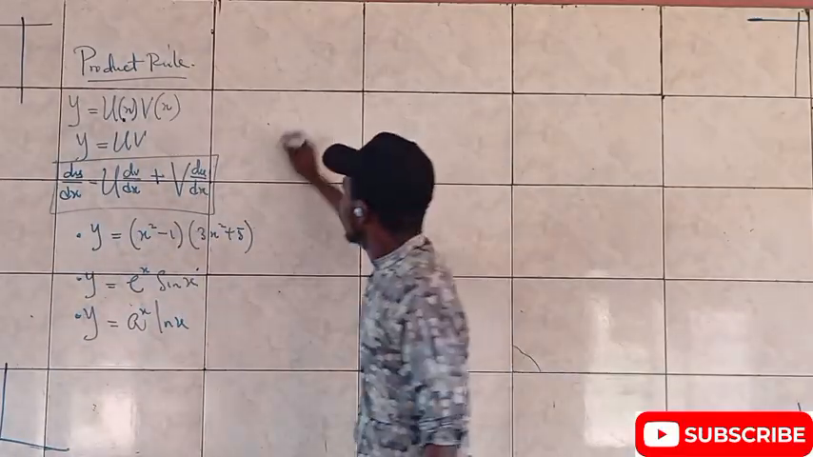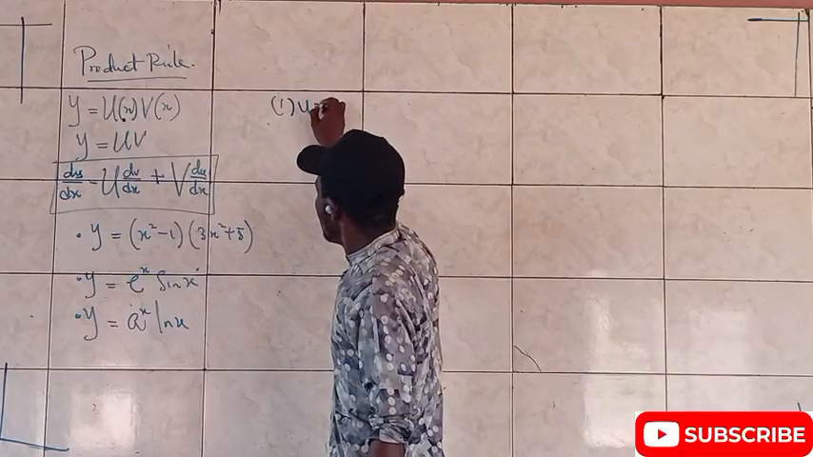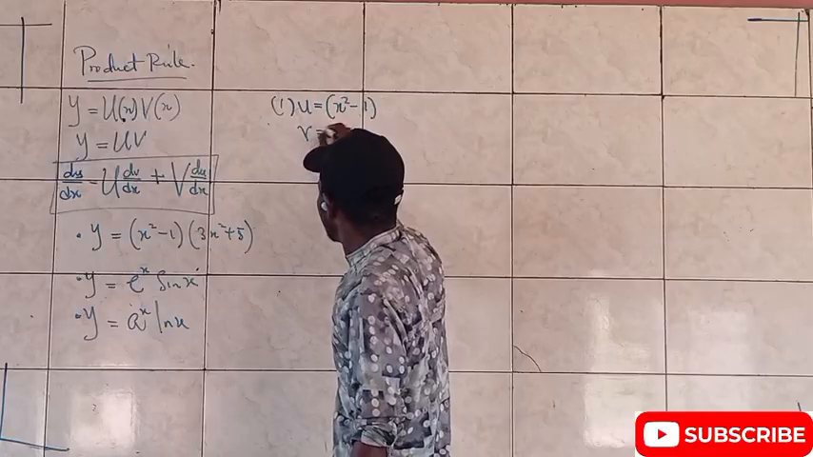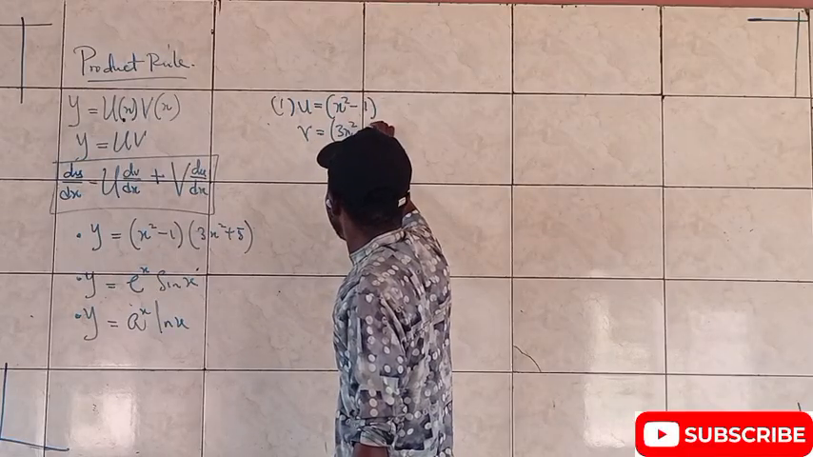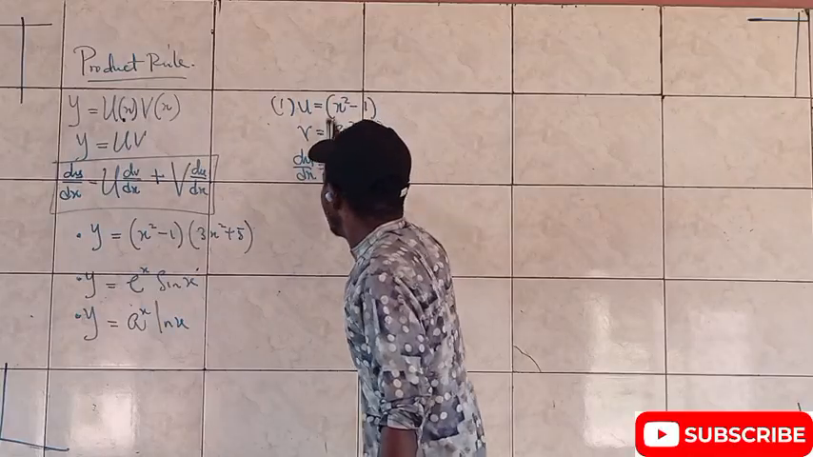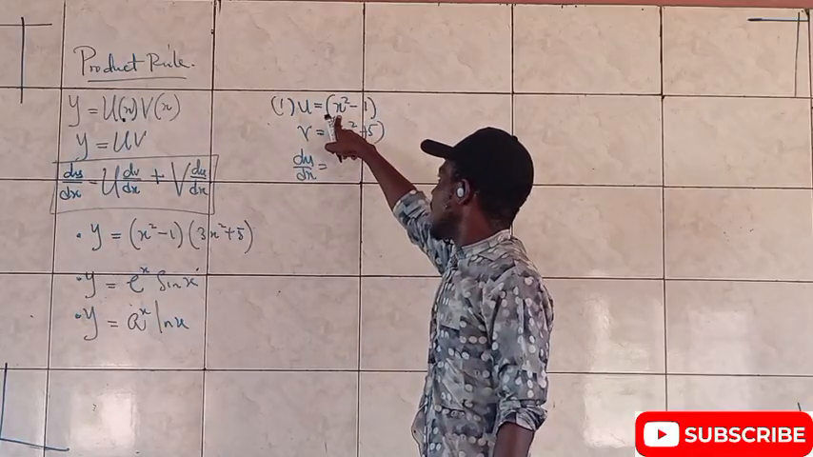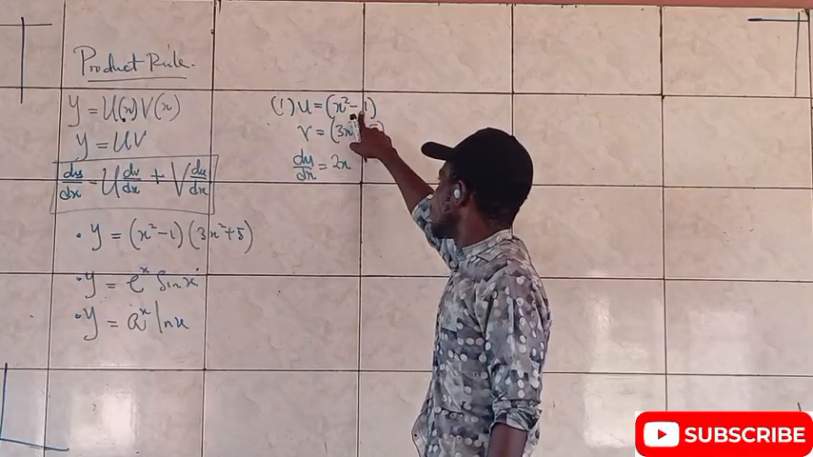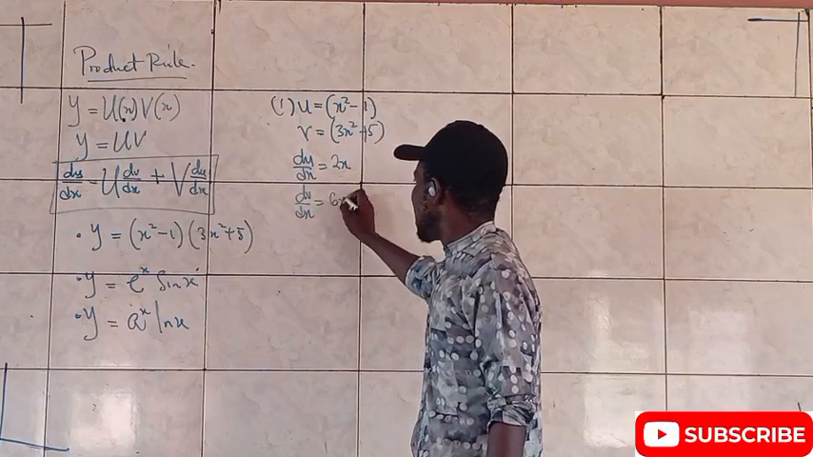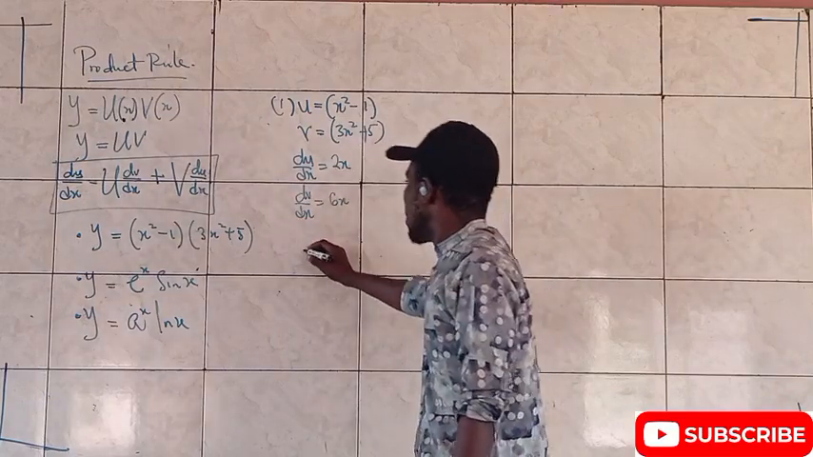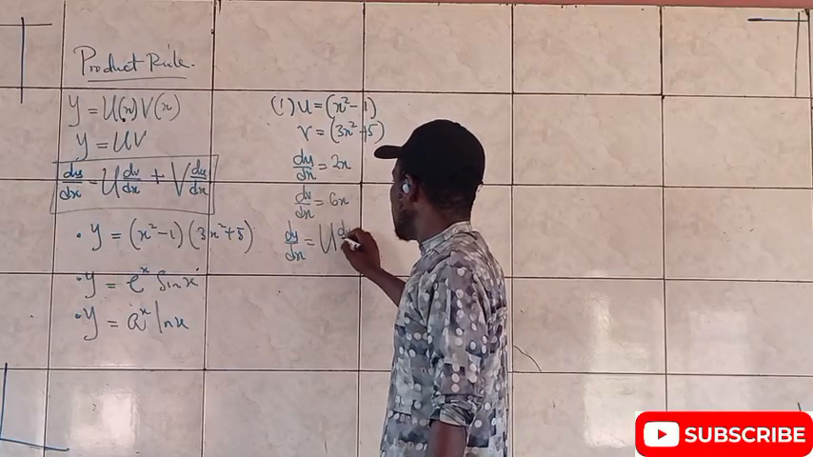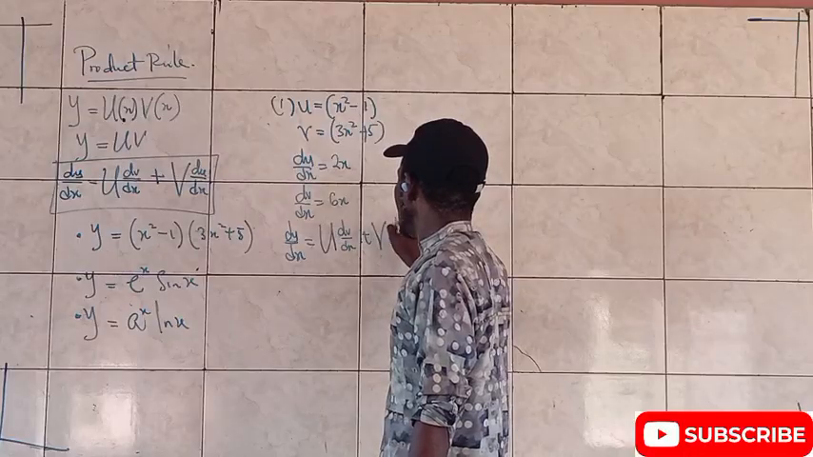Look at number 1 now. I just say that my u is simply equal to x squared minus 1, and my v is equal to 3x squared plus 5. Then my du dx is what? When you differentiate x squared, it gives you 2x. When you differentiate 1, it gives you 0. Then dv dx is what? We have 6x, and this one is 0. Then I'll say my dy dx equals u dv dx plus v du dx.